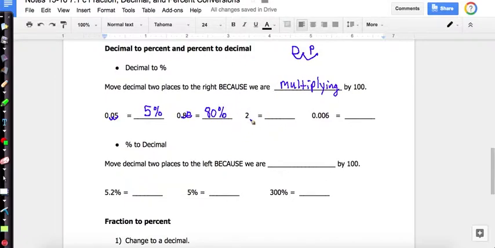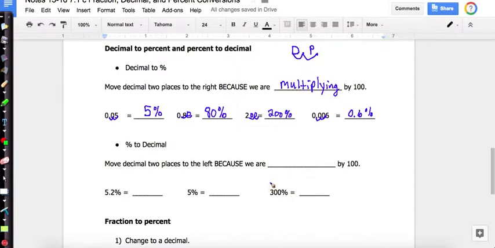Okay, 2 whole, where is the decimal? Good, at the end, so 1, 2. What can I drop in here? 2 zeros, so it's 200%. And folks, if you're changing to a percent, you need the percent sign. If you forget it, then it is wrong. Okay, now watch what happens with 6 thousandths. We're going to move 2 to the right, 1, 2. So now it's between the 0 and the 6, so it's 0 and 0.6%. Or you could have left off the 0 and just write 0.6%.